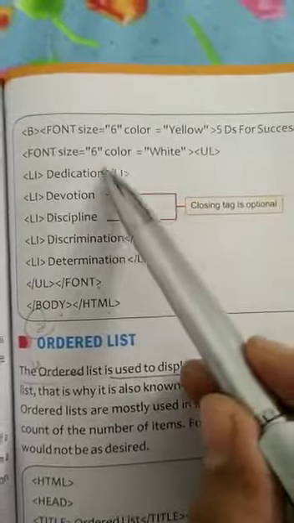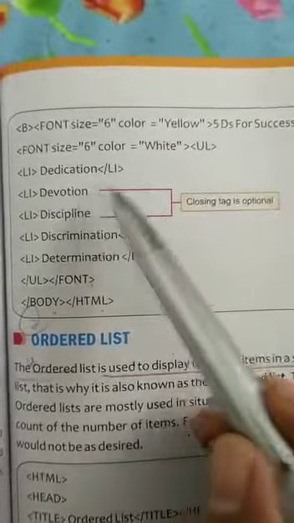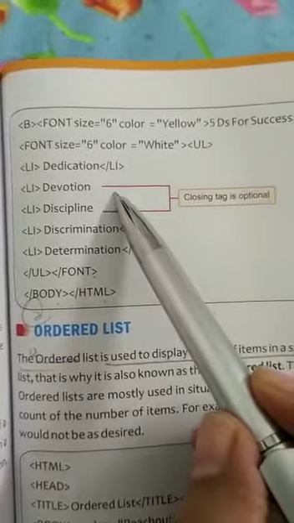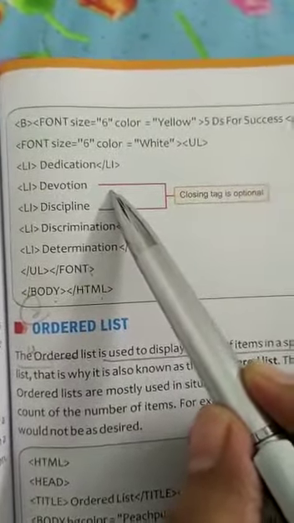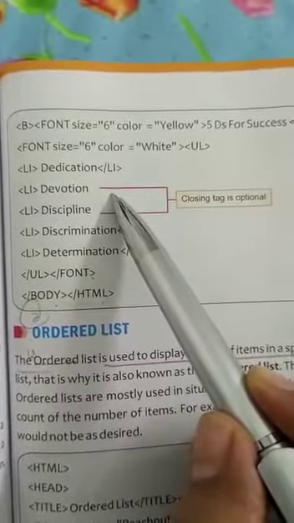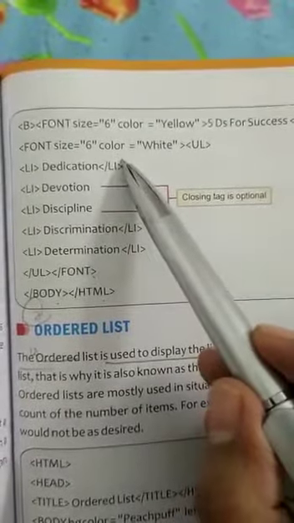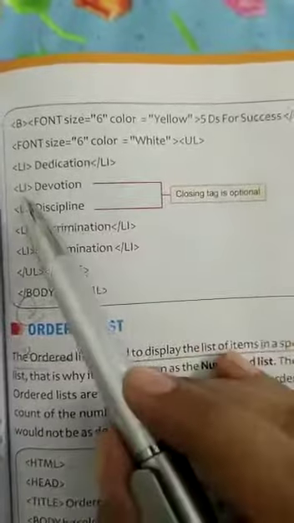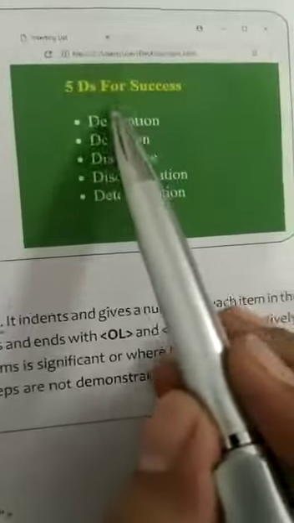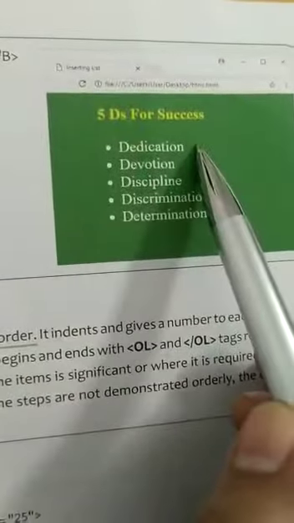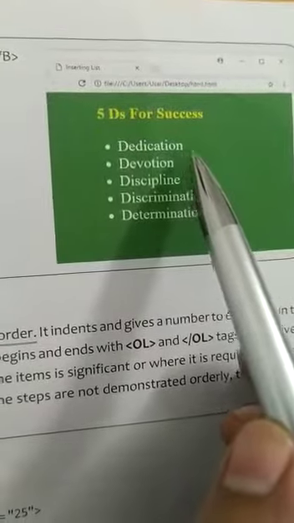Here this tag is not written as its closing tag is optional. It depends upon the writer whether he or she wants to include the closing tag or not. You can simply write LI devotion, it will be displayed, or you can write the closing tag, this will also be displayed. There will be no difference between both of them. Output will be the same.